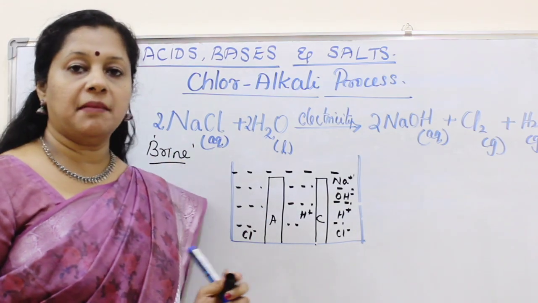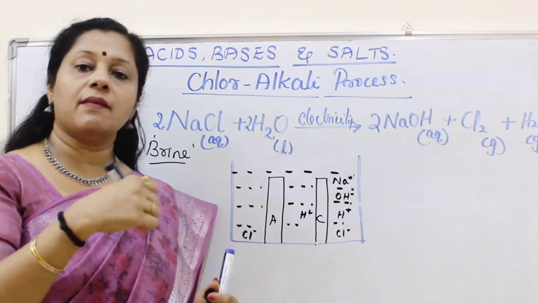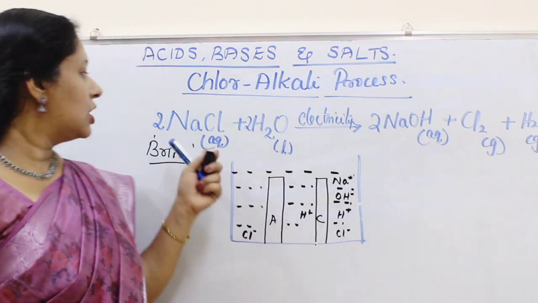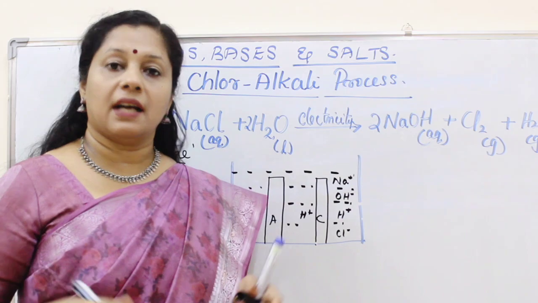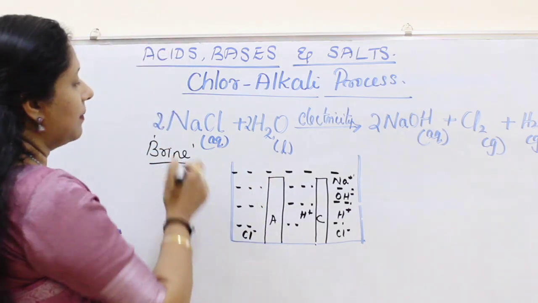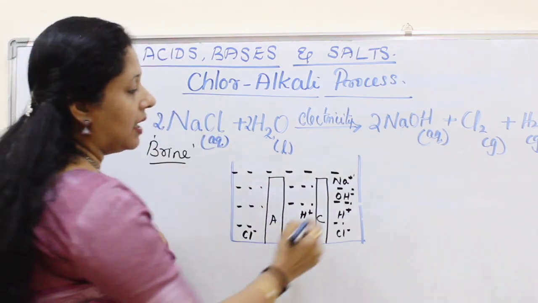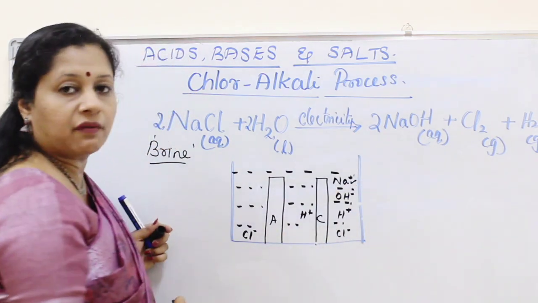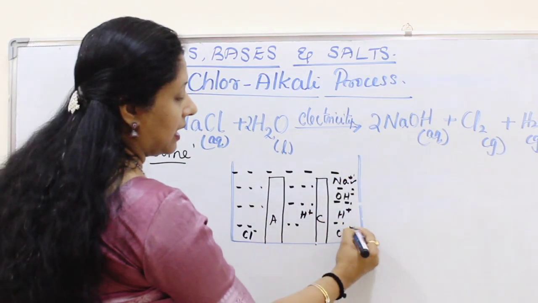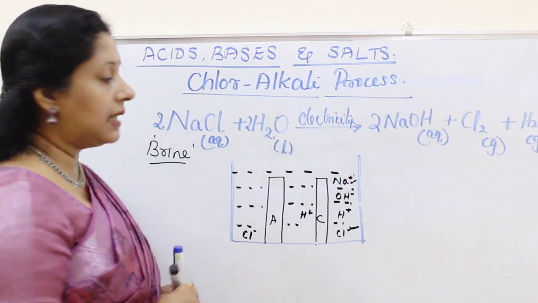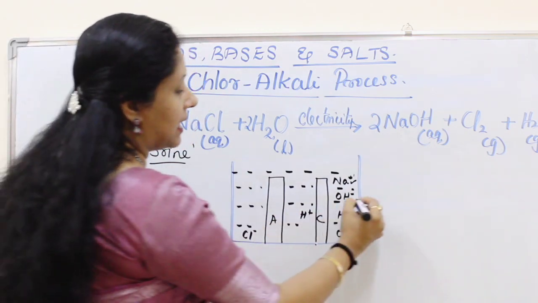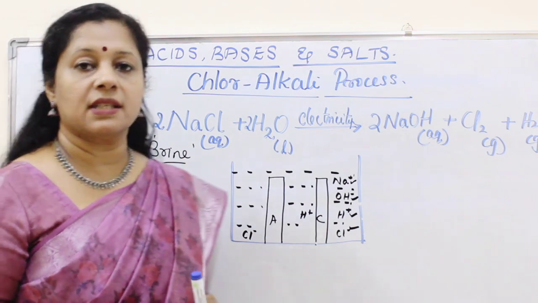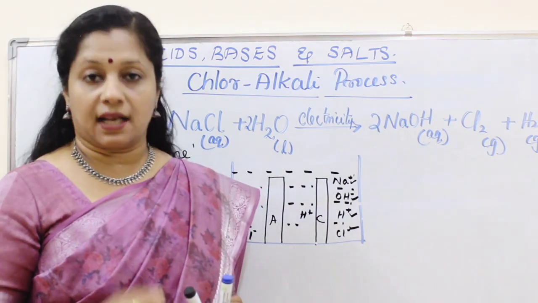So brine is nothing but salt water. You are adding salt to some water, that's it. If you pass electricity through the salt water, it will start ionizing. During that time, what happens to the sodium chloride? Sodium chloride will dissociate to form sodium cations and chloride anions. At the same time, water will dissociate to form H plus cations and OH minus anions. Now what will happen to these ions?